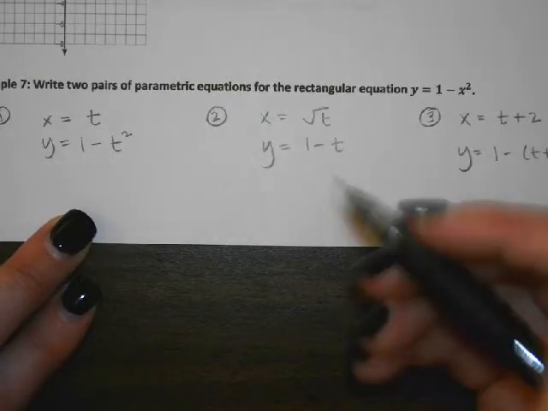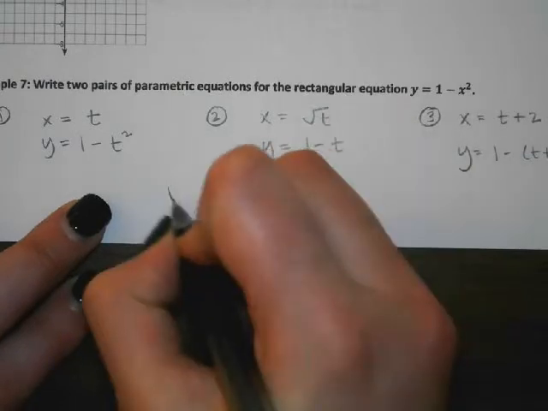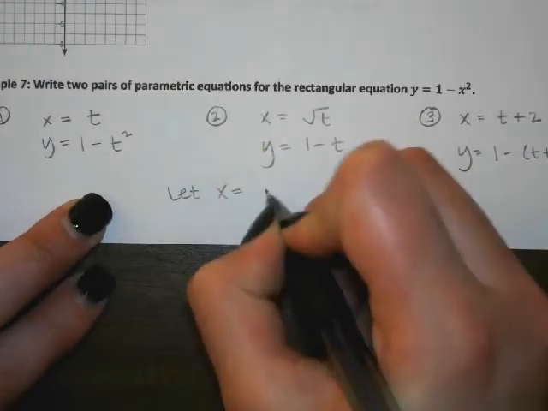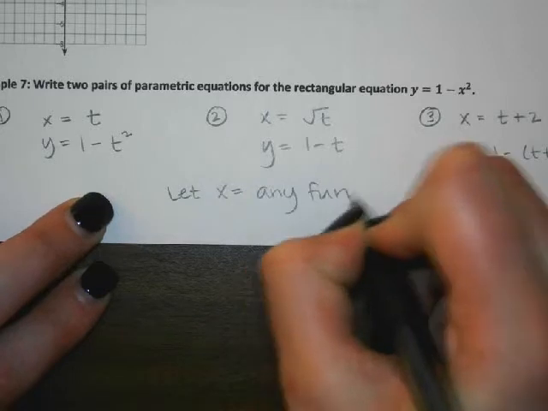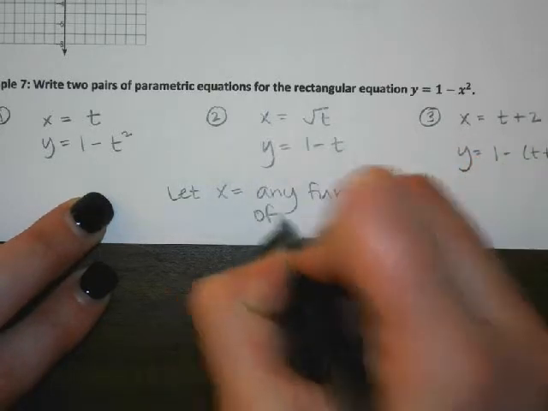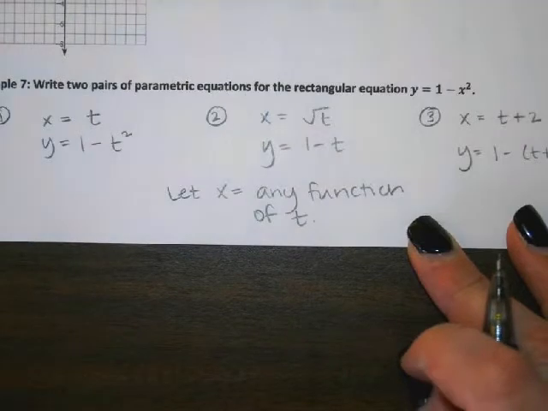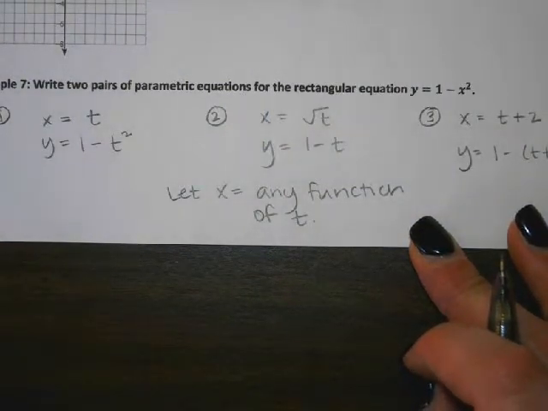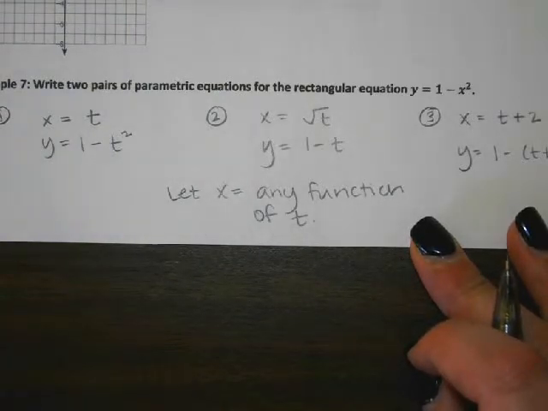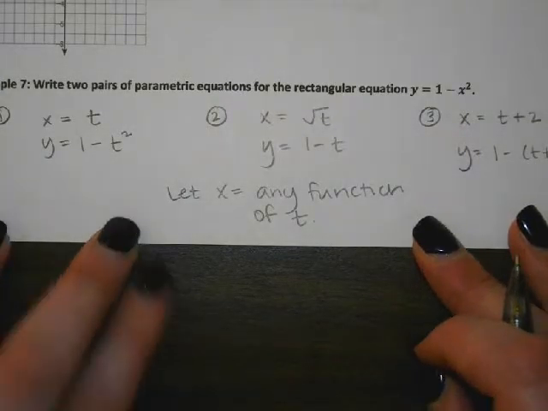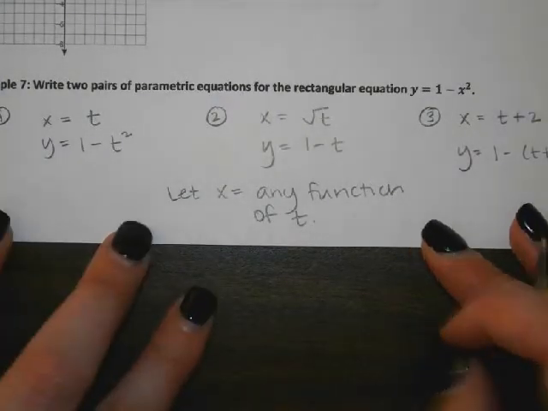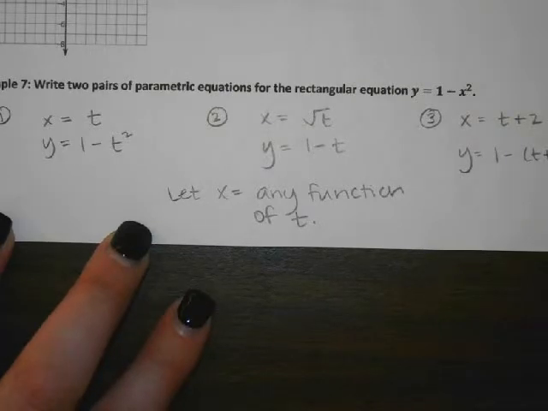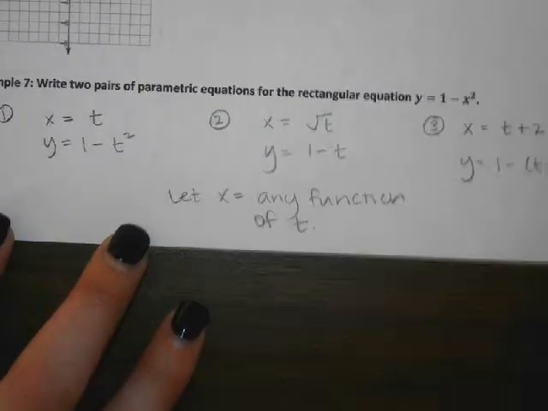All right, so let x equal any function of t. And then after you figure out what the x is, then you can figure out what the y is by plugging that in for the x. That might be a shoot yourself in the foot sort of situation.